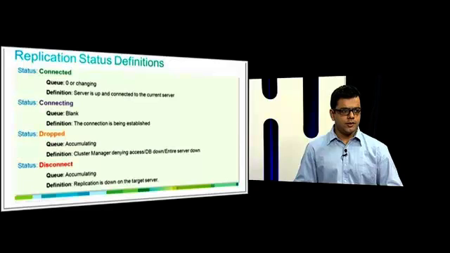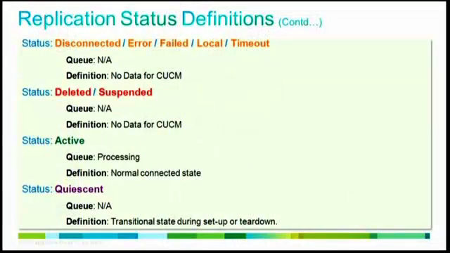The next set of statuses are disconnected, error, failed, local, and timeout. These are statuses that you don't see anymore in the runtime state output, and we haven't seen that in several years now. A deleted and a suspended state, again, I haven't come across these in a long time.